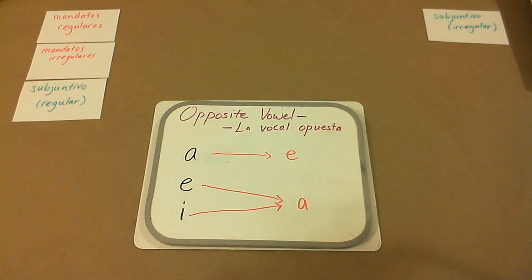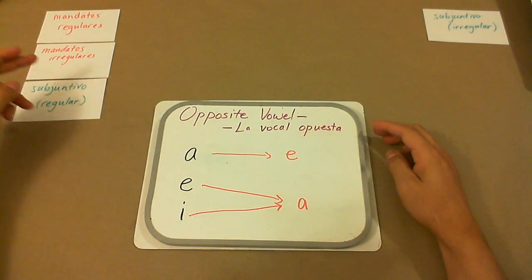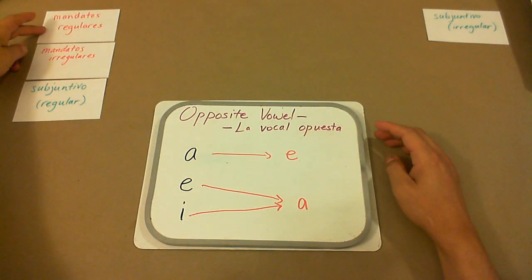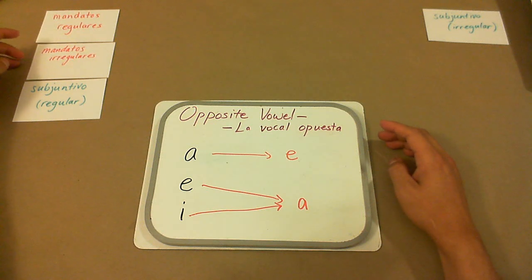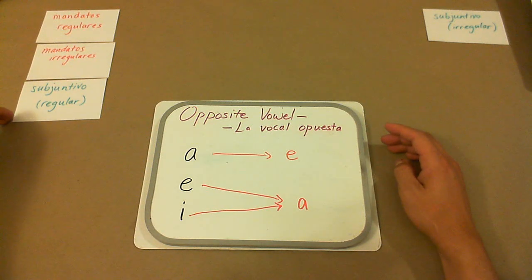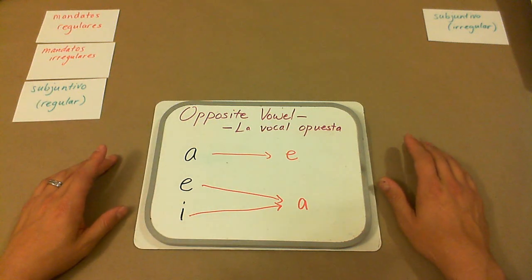Okay, welcome to the next part of the series on opposite vowel in Spanish. You may have already seen mandatos regulares and mandatos irregulares. Well, right now I'm going to talk about the regular subjunctive, el subjuntivo, con verbos regulares.